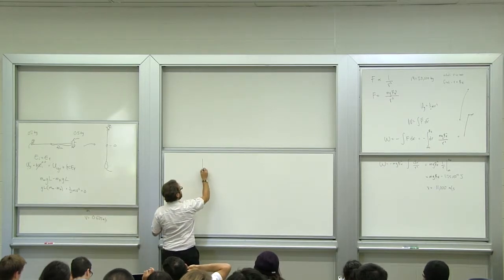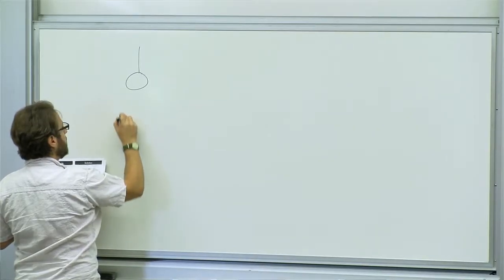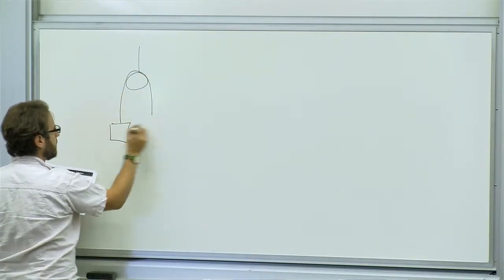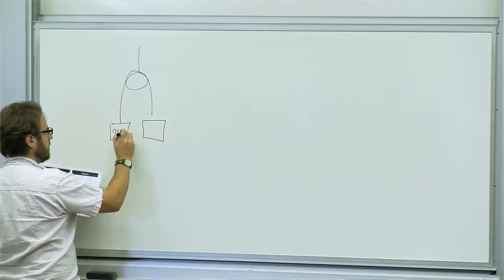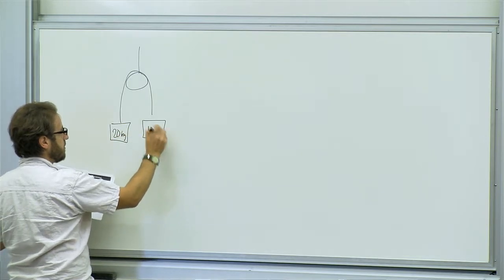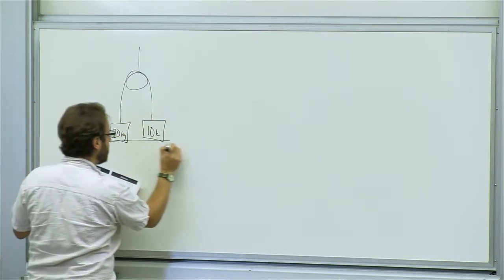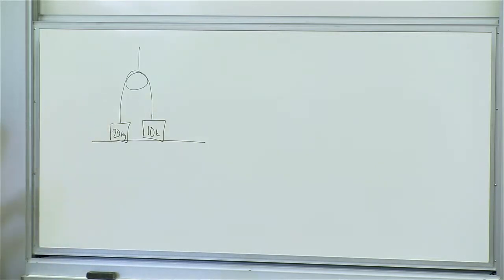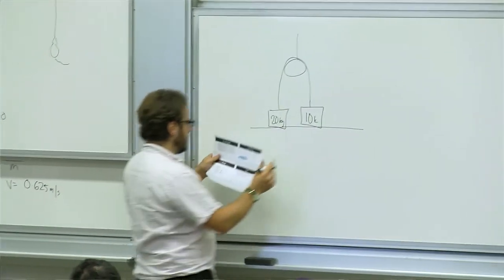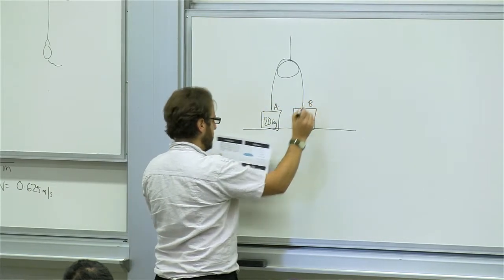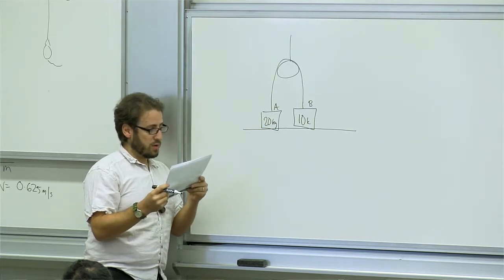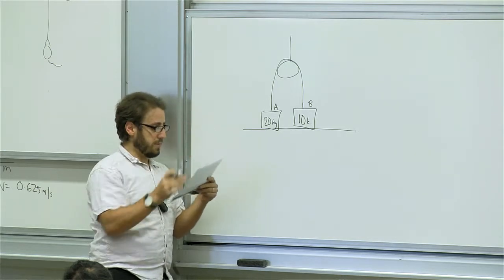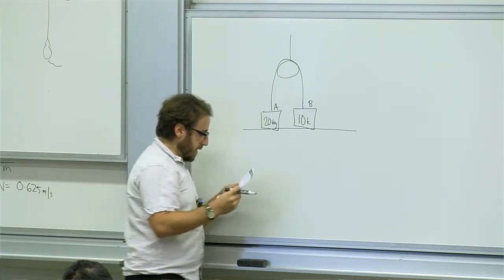Okay. We have a pulley and a rope and two masses. This one is 20 kilograms. This one is 10 kilograms. Both of these guys are sitting on a surface. So the masses of blocks A and B are 20 and 10 kilograms respectively. The blocks are initially at rest on the floor and connected by a massless string passing over a massless and frictionless pulley. An upward force F is applied to the pulley.